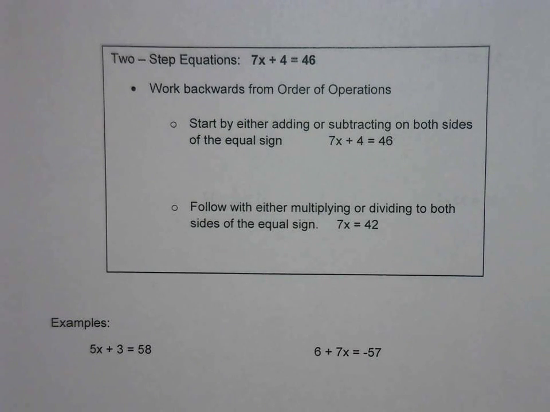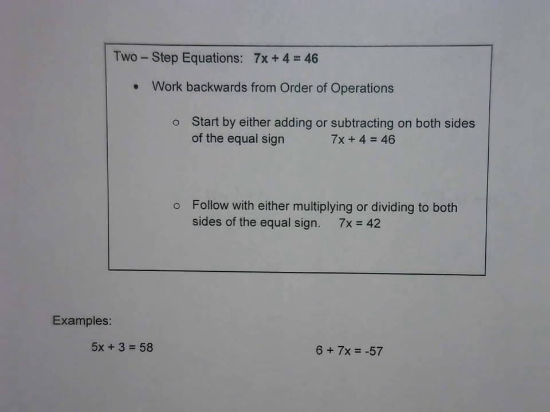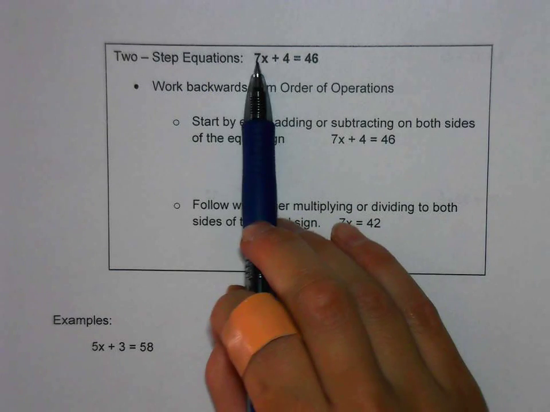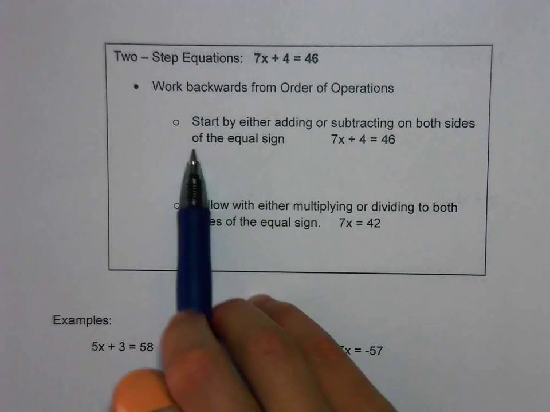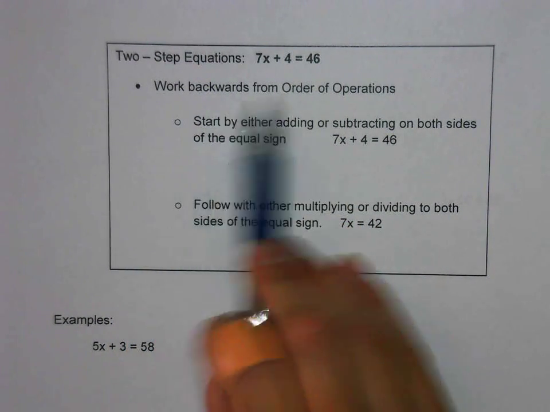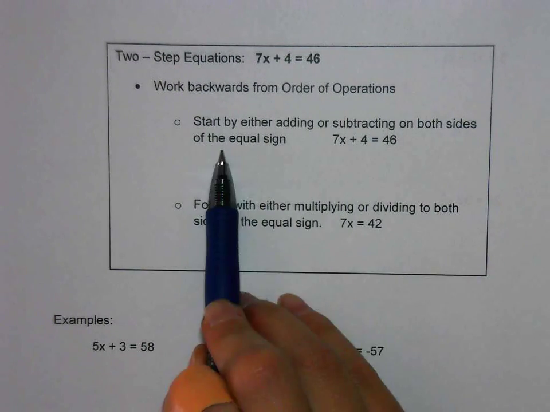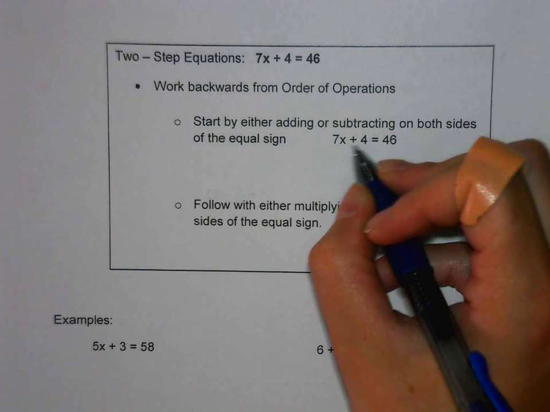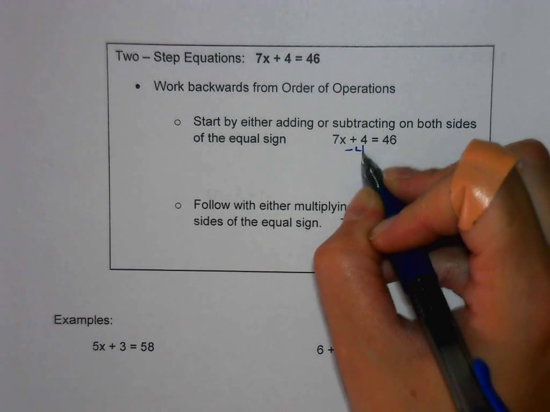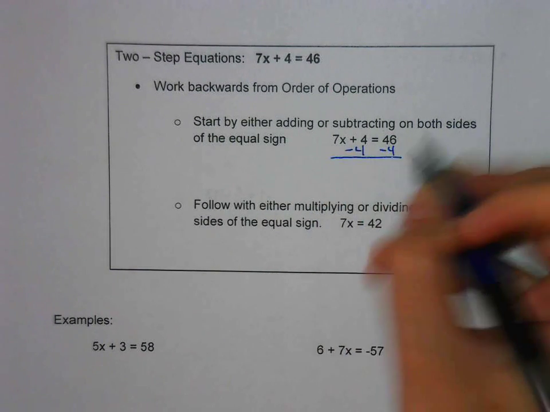Today we're going to be working with solving two-step equations. So two-step equations, here's an example, 7x plus 4 equals 46. When we do this, we're going to work backwards from the order of operations. So we're going to start by either adding or subtracting on both sides of the equal sign. So here, since we're adding 4, we're going to subtract 4 to both sides.